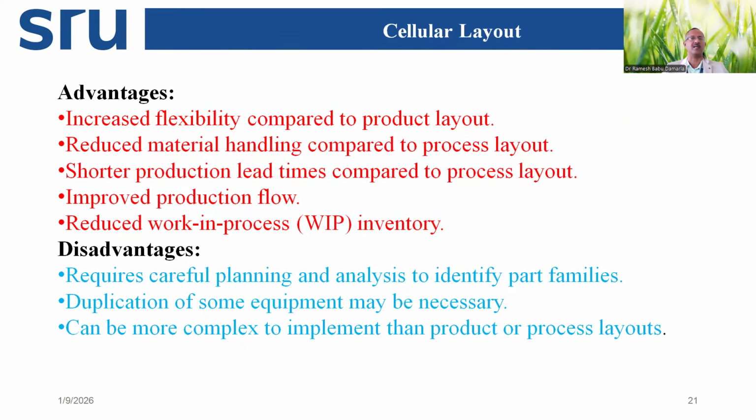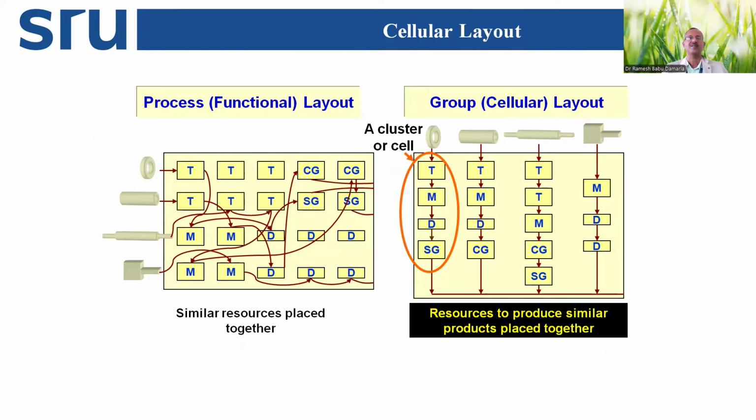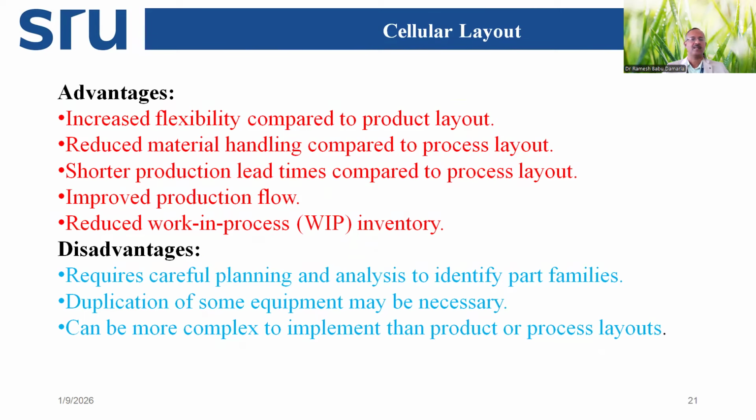The advantage of cellular layout. It increases the flexibility compared to product layout. It reduces the material handling compared to process layout. It has got shorter production lead times compared to process layout. It improved production flow, reduced WIP inventory. However, it has got some limitations like it requires careful planning and analysis to identify part families. Duplication of some equipment may be necessary. You can see in the diagram, machines are idle at some places. This can happen. Can be more complex to implement than product and process layout.